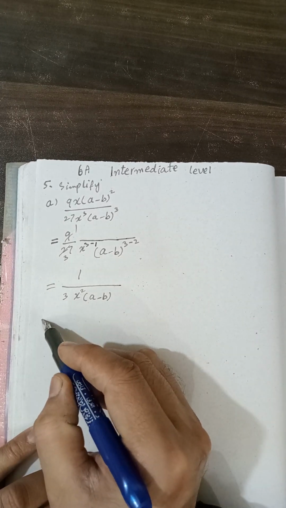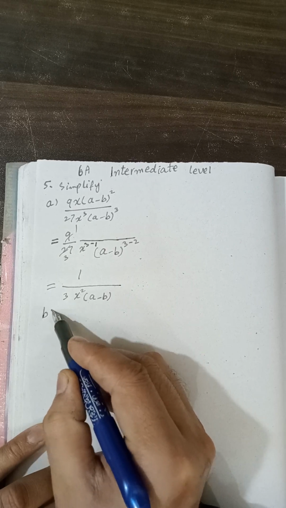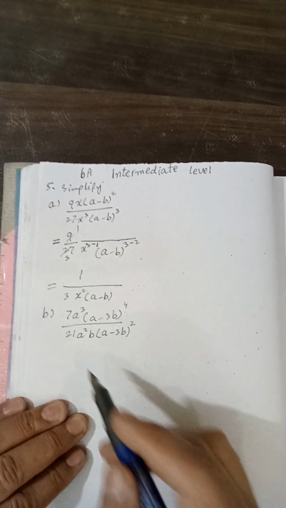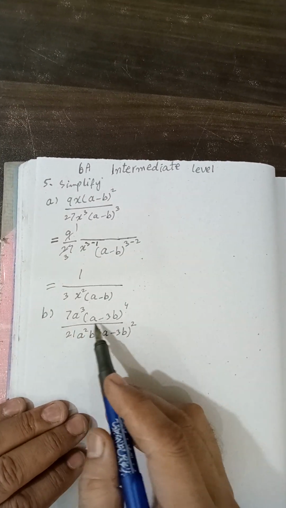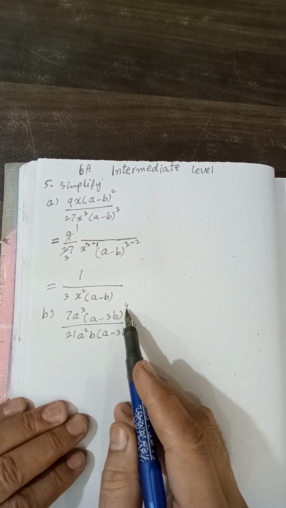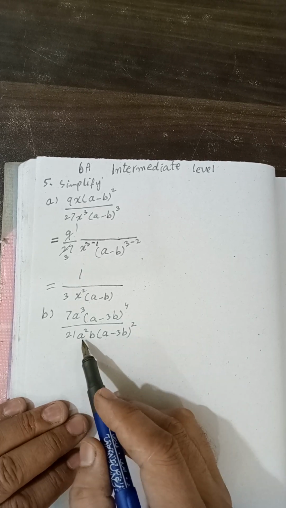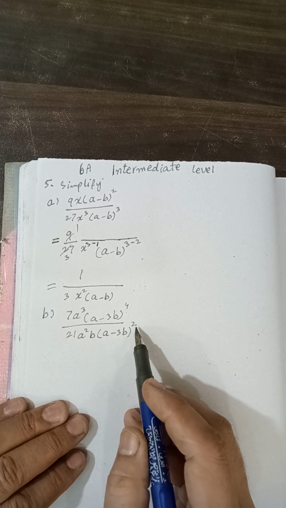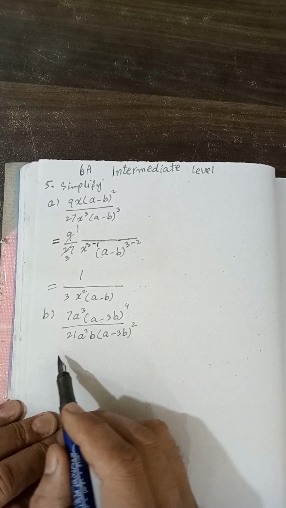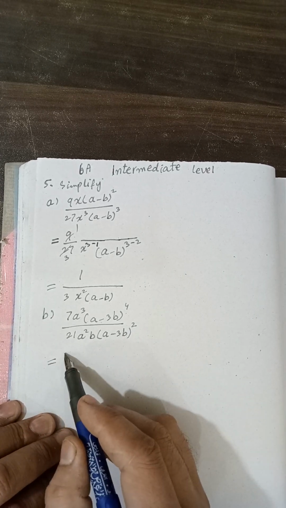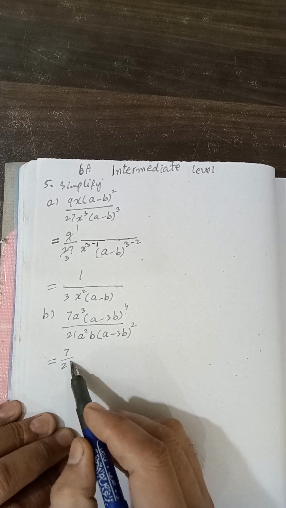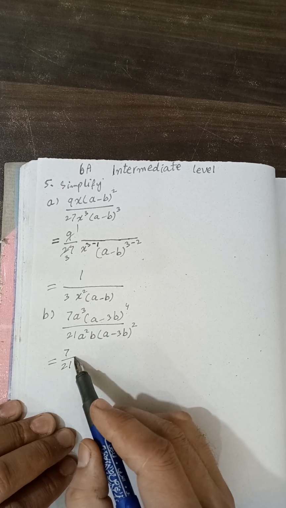Now there is the B part. See in the B part, 7a³ into (a minus 3b) 4 times, and 21a²b into (a minus 3b) 2 times. Now remove the numerical part, 7 over 21, as separate.